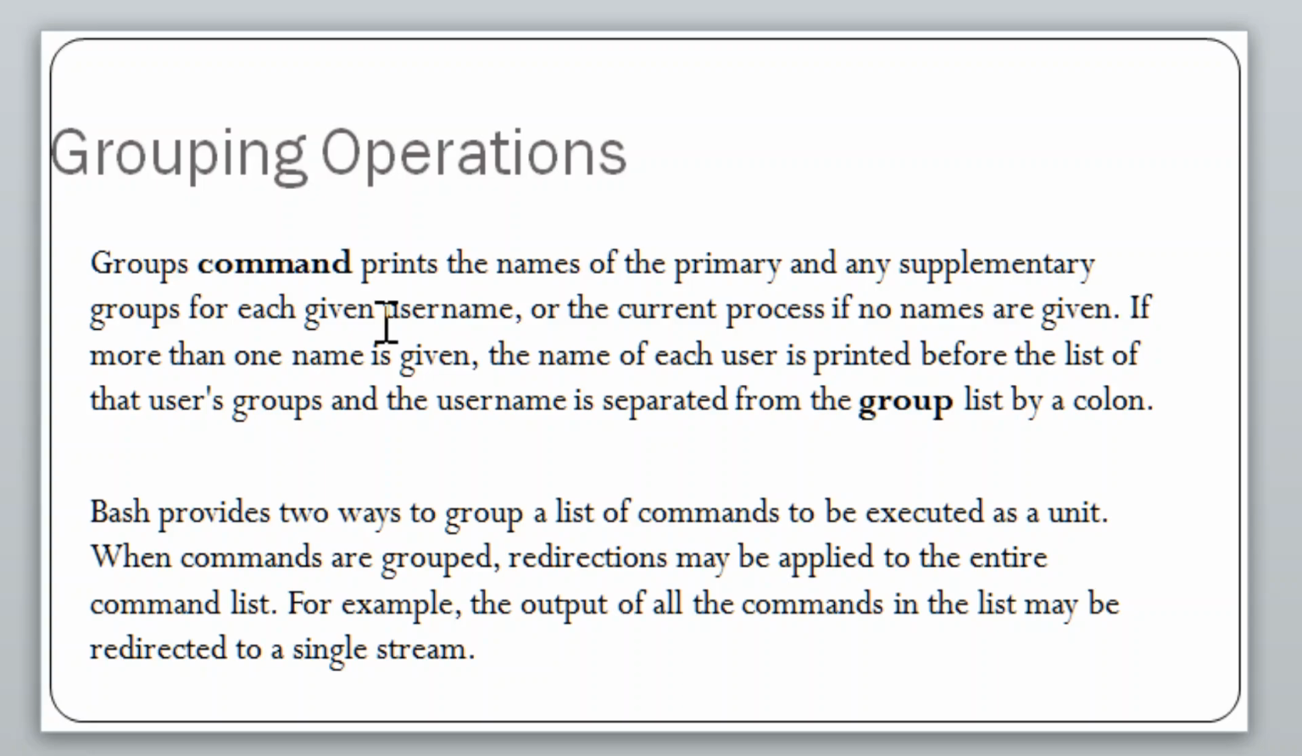If more than one name is given, the name of each user is printed before the list of the user's groups, and the username is separated from the group list by a colon. Bash provides two ways to group a list of commands to be executed as a unit. When commands are grouped, redirections may be applied to the entire command list. For example, the output of all commands in the list may be redirected to a single stream.